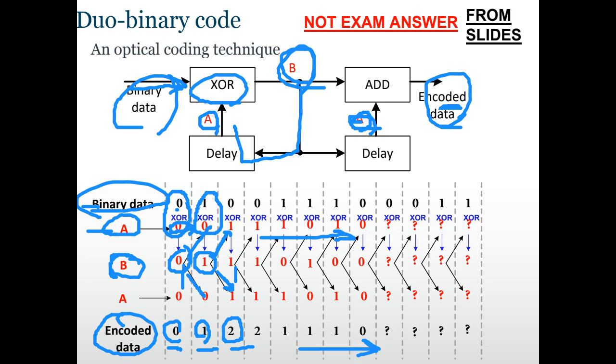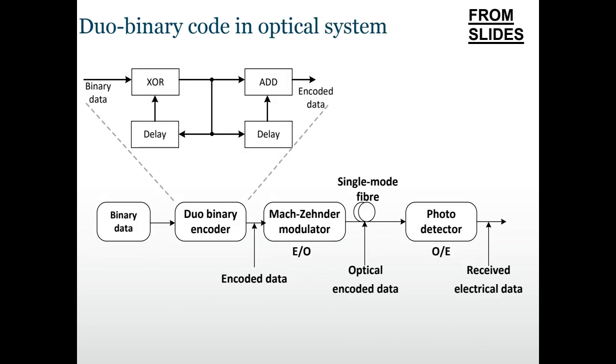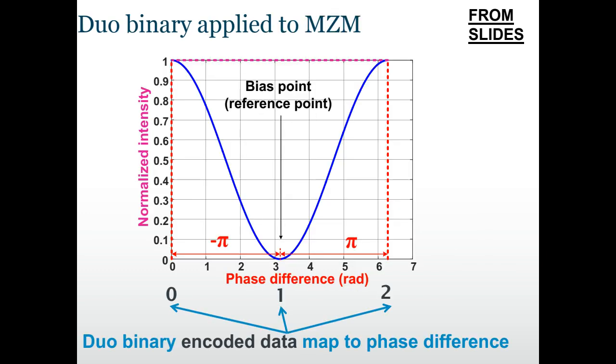So this is a dual binary encoder, and then we input this into the MZM. The MZM converts electrical input to optical output. Because we have 3 levels, 0, 1, and 2, we use two-way pi, so we use the whole transfer function that converts electrical data to optical output. When the electrical input is 0, the optical output would be on. When the electrical input is 1, the optical output will be off.